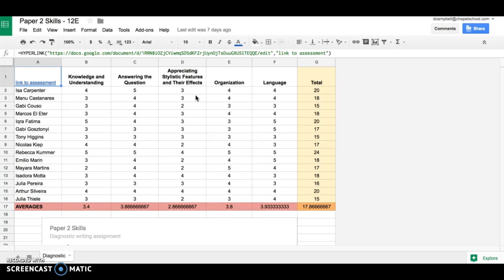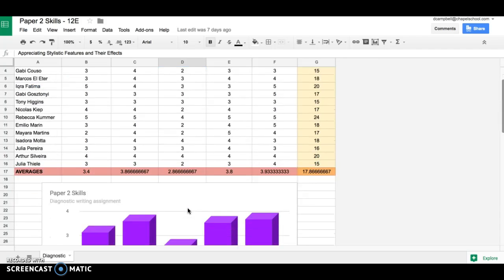So I knew right away for my class goal, I wanted to guide them towards this criterion C, appreciating stylistic features and their effects. Okay, well, the scores weren't terrible. They were still below a 3 level, which is generally a good goal to get a passing score on the essay overall.